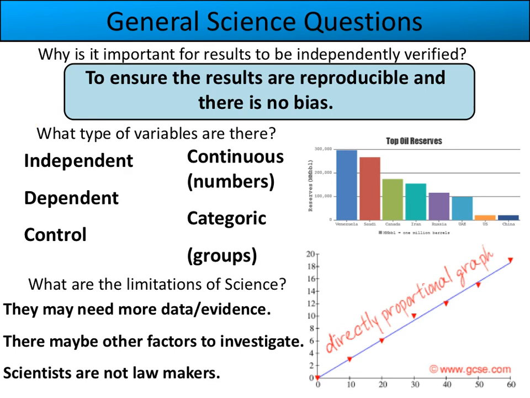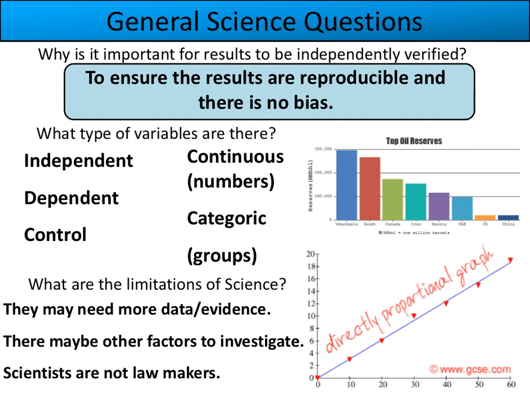Next one is, what types of variables are there? You know that the independent variable is the one that you change, the dependent variable is the variable that you measure, and the control variables are all the other variables in an investigation that you have to keep the same. There are also other types of variables, continuous and categoric. Continuous variables contain a number, so it could be any value, whereas categoric variables are variables that fit into a specific category.